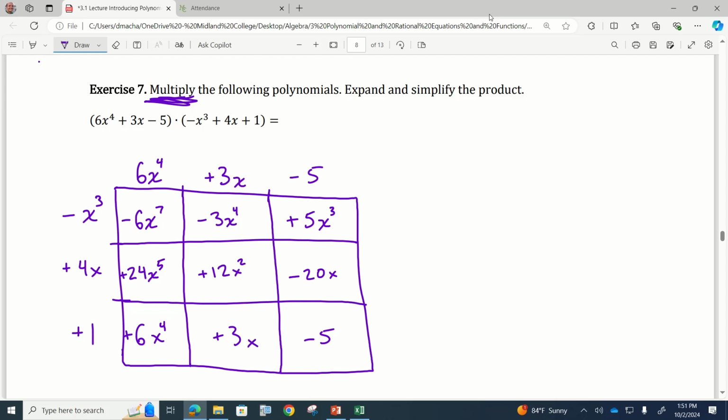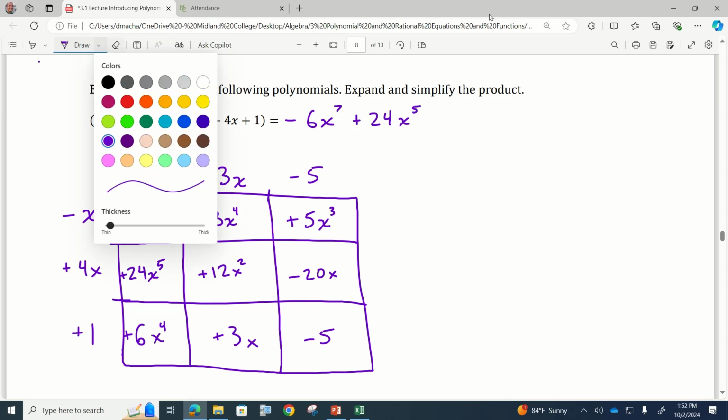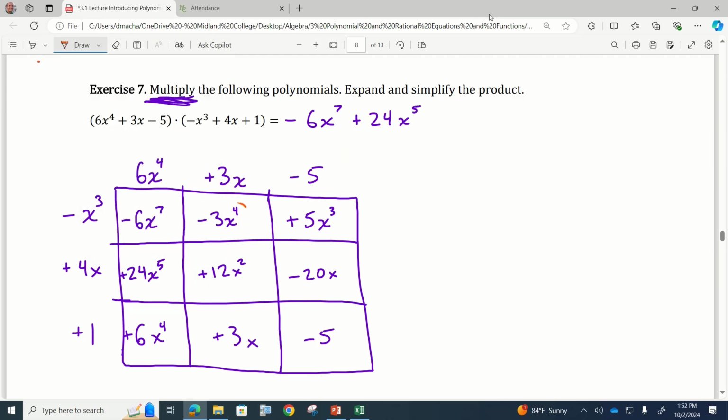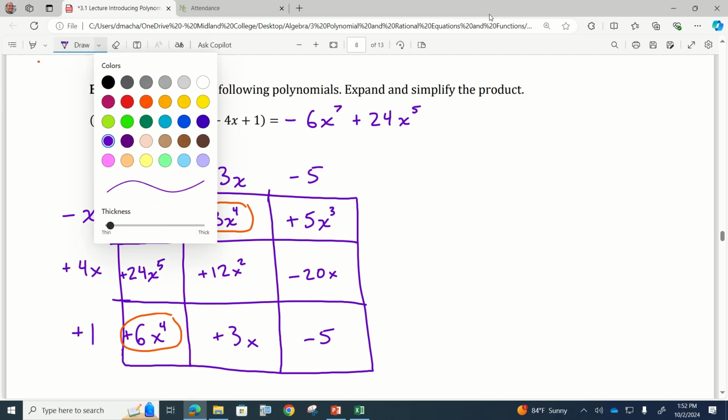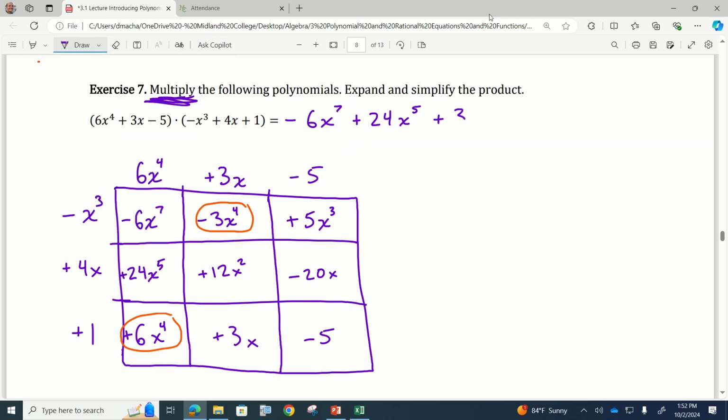So now when I add things up, I'm going to get negative 6x to the 7th first. There's nothing I see that has x to the 6th power in there, but there is a term that has x to the 5th power. And then I actually have 2 different terms that contain x to the 4th power. So I've got to add both of those together and end up with positive 3x to the 4th power.